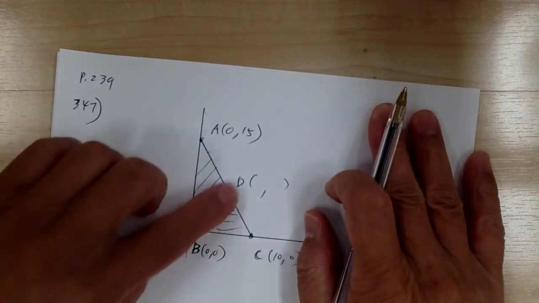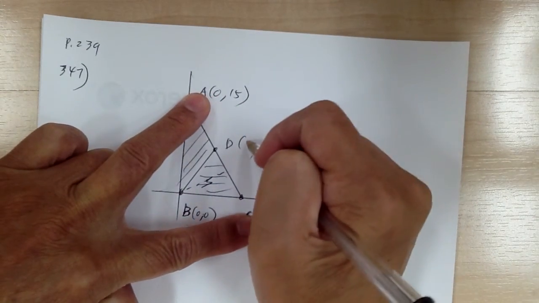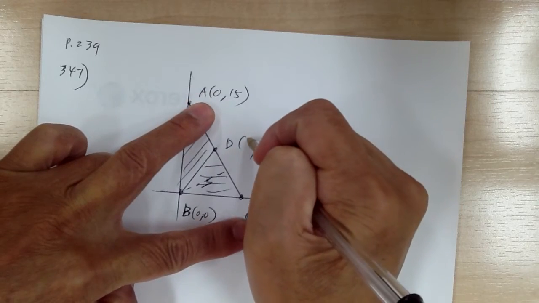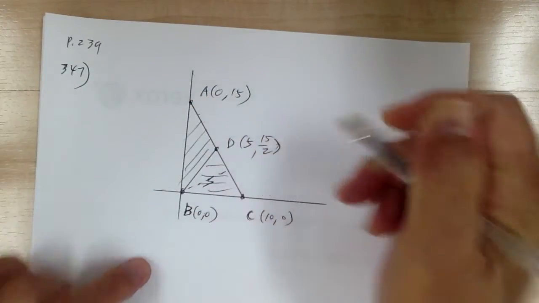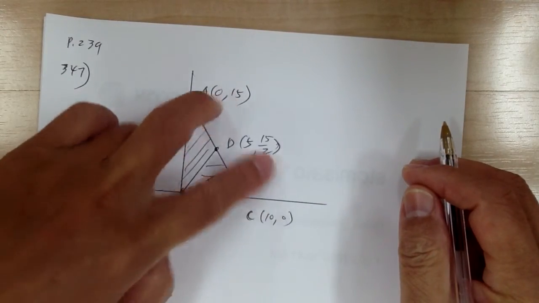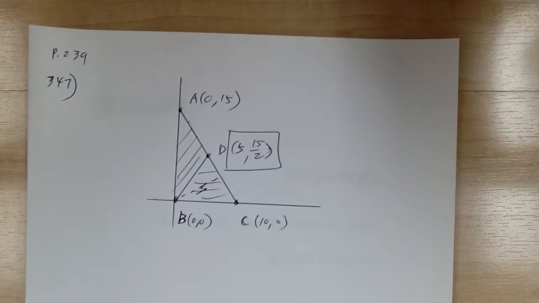Okay. So to find this midpoint, you just average the two. So it'd be 5 and 15 over 2. Right. You add, divide by 2, you add, divide by 2, and that's it. So that's your answer.